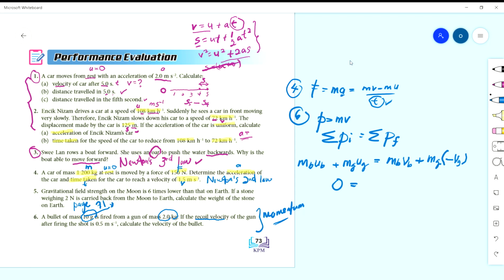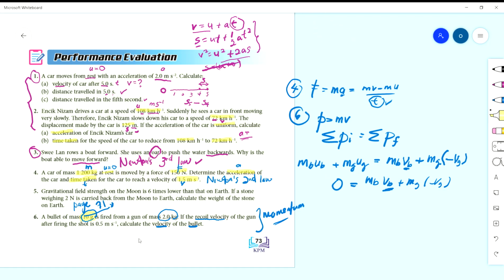Soalan nak apa? Calculate velocity of the bullet. So soalan nak vB. Okay, so ganti nilai, so you get the vB. Okay, so mB vB plus mG negative vG. Okay, so cari vB. Okay, again, consider this part. The mass is 10 gram, but the gun is kilogram. So mass of the gun tak ada masalah. Mass of the bullet kena convert to kilogram. Okay, all this benda-benda kecil, kalau lupa consider, habis.